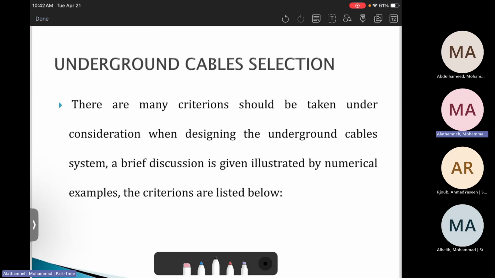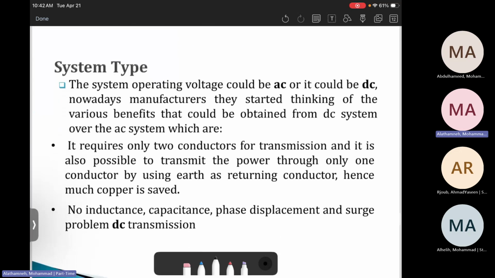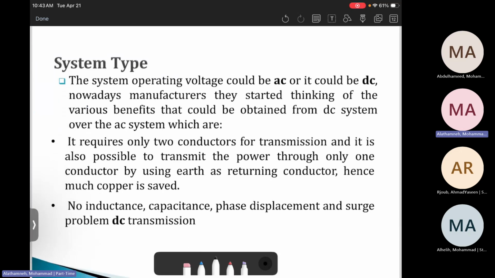Now, there are many criteria that should be taken into consideration when we design underground cables. Here are some of them. The first thing is the system type. We need to make sure that we know the operating voltage, and whether it is AC or DC, because right now we have some DC cables in HVDC.